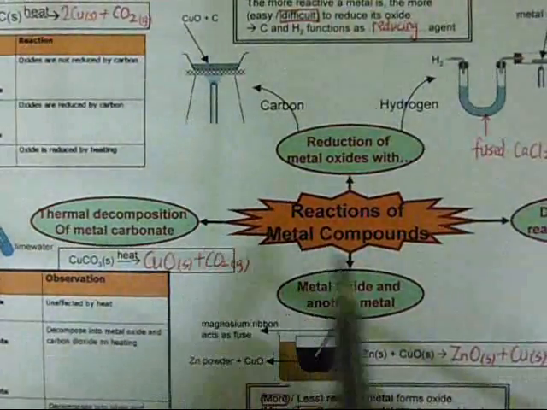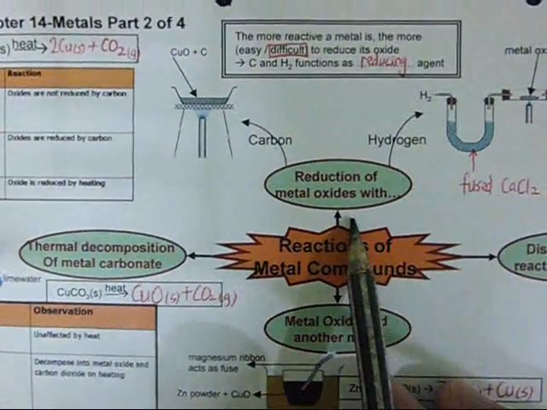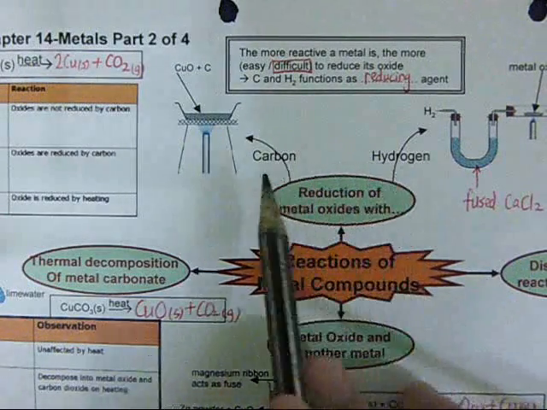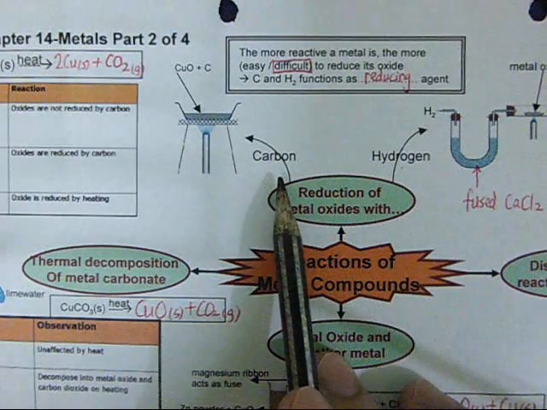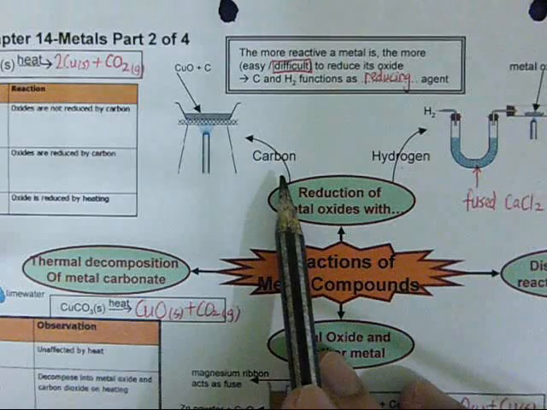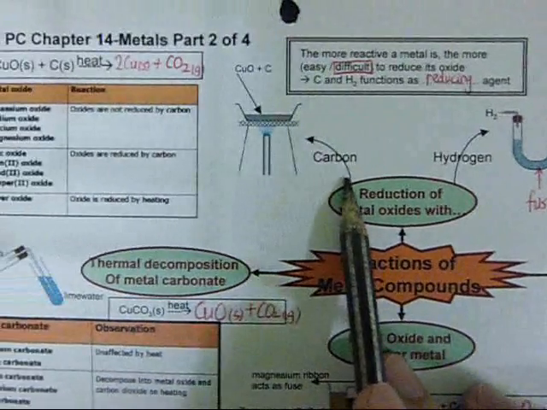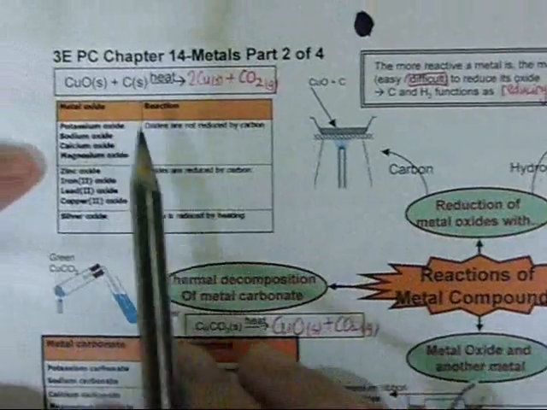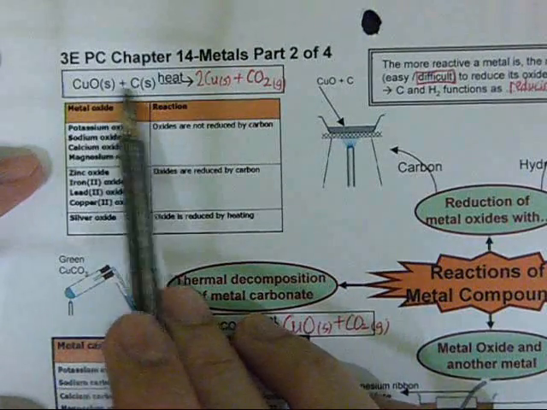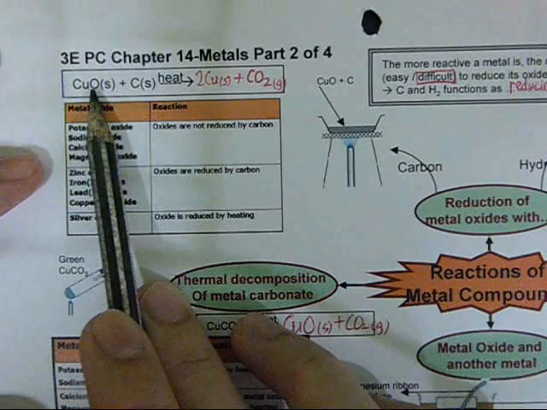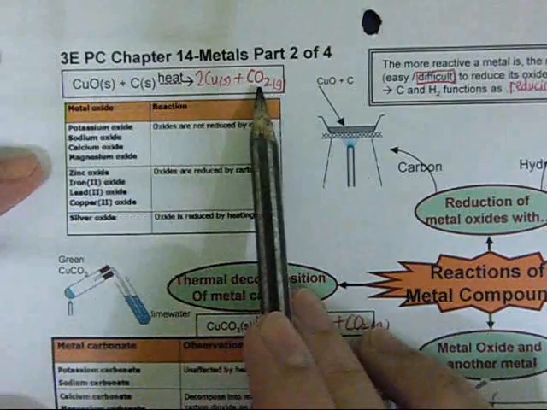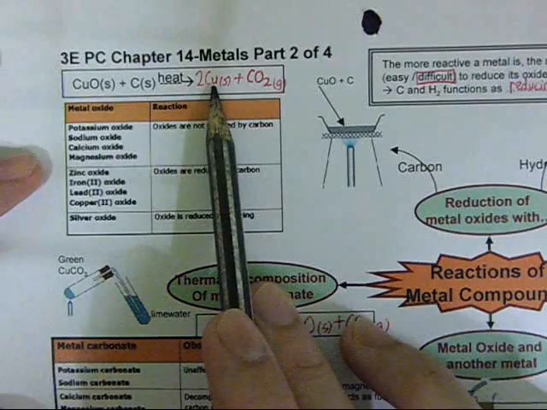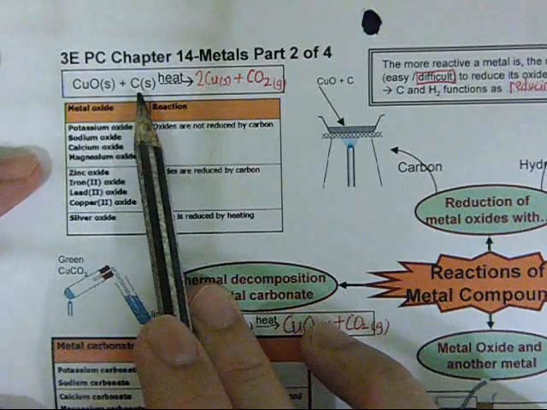Okay, this is reduction of metal oxides. You need to know that carbon and hydrogen are reducing agents, so they can be used to reduce oxide into the metal. For example, reduce means remove the oxygen. So if you heat carbon with a metal oxide, the oxygen will be stripped from the oxide and give you the metal. So therefore carbon is a reducing agent.